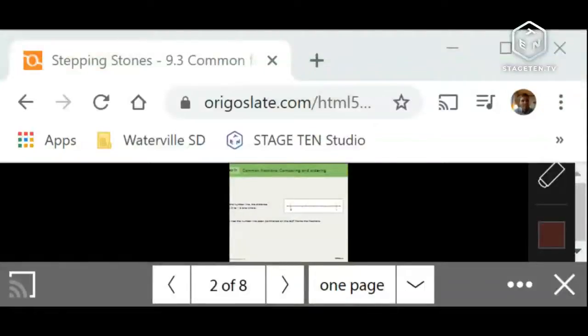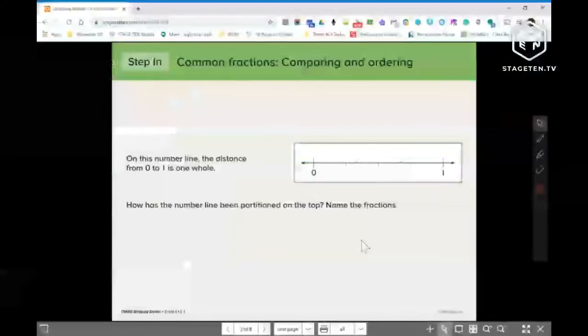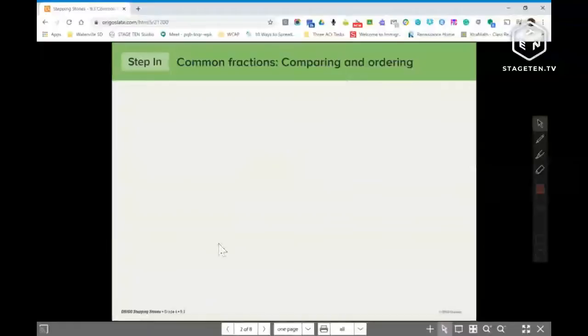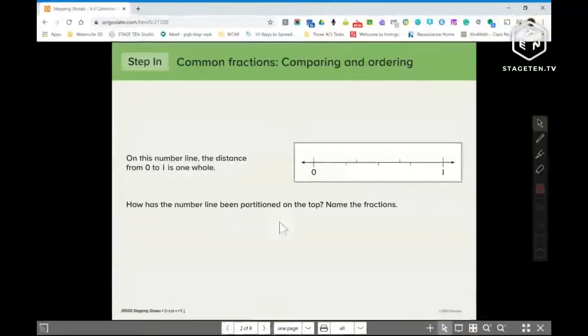Okay, so we're going to do our step-in discussion here and see how this goes. This would be part 2 of the video. So we're still comparing and ordering fractions. You see your number line. This is in your book, so you can follow along.